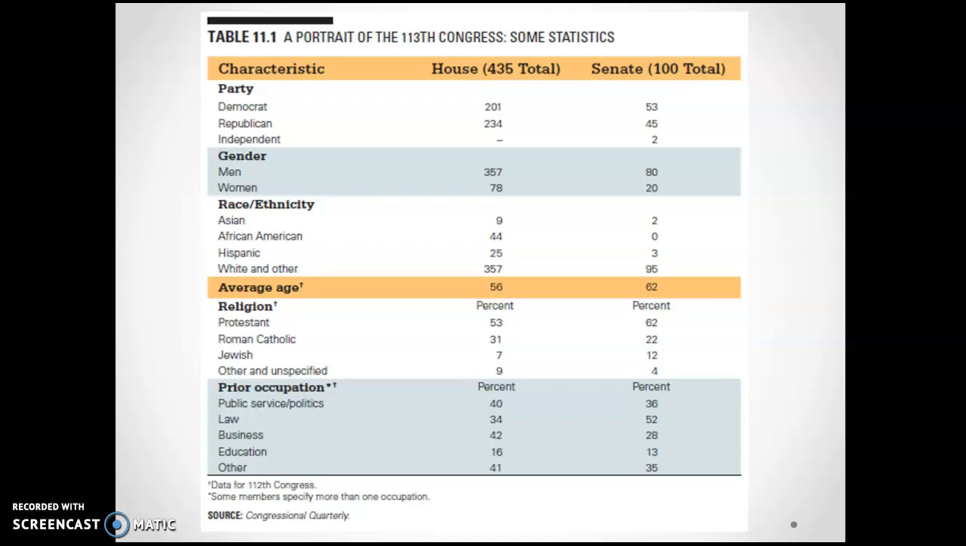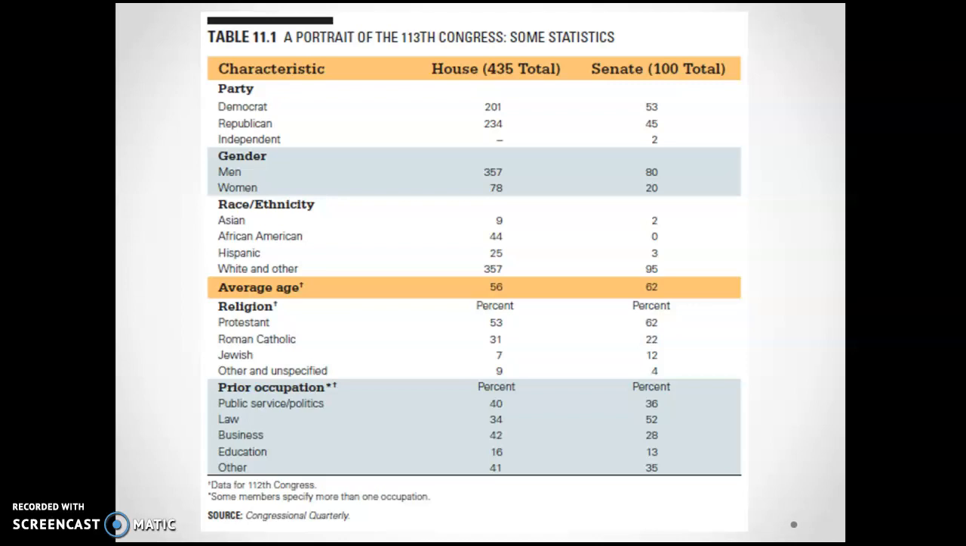And then when you look at race and ethnicity, the overwhelming majority of them are still very white, right? We've, especially within the Democratic side, gotten more diverse, but still an overwhelmingly white population. And then you look at religion, and you can sort of see, right, that Christians account for 84%, with Protestants leading the way. And then prior occupations, right?